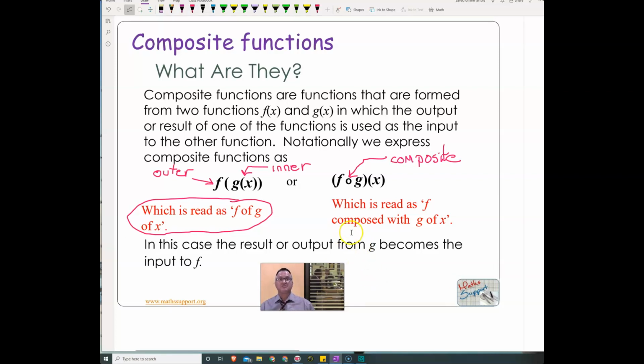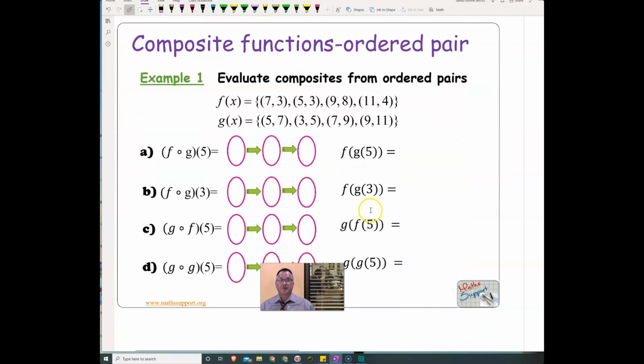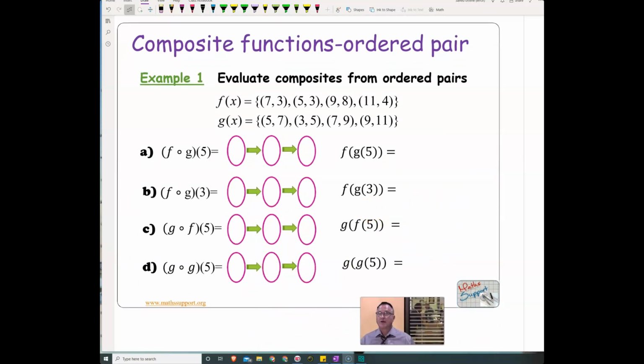So let's take a look at an example if you had a function expressed as a set of ordered pairs. All right, so we've got two functions here. And the first one's asking us to find f of g of 5. So remember, that's how we'd read that. f of g of 5.